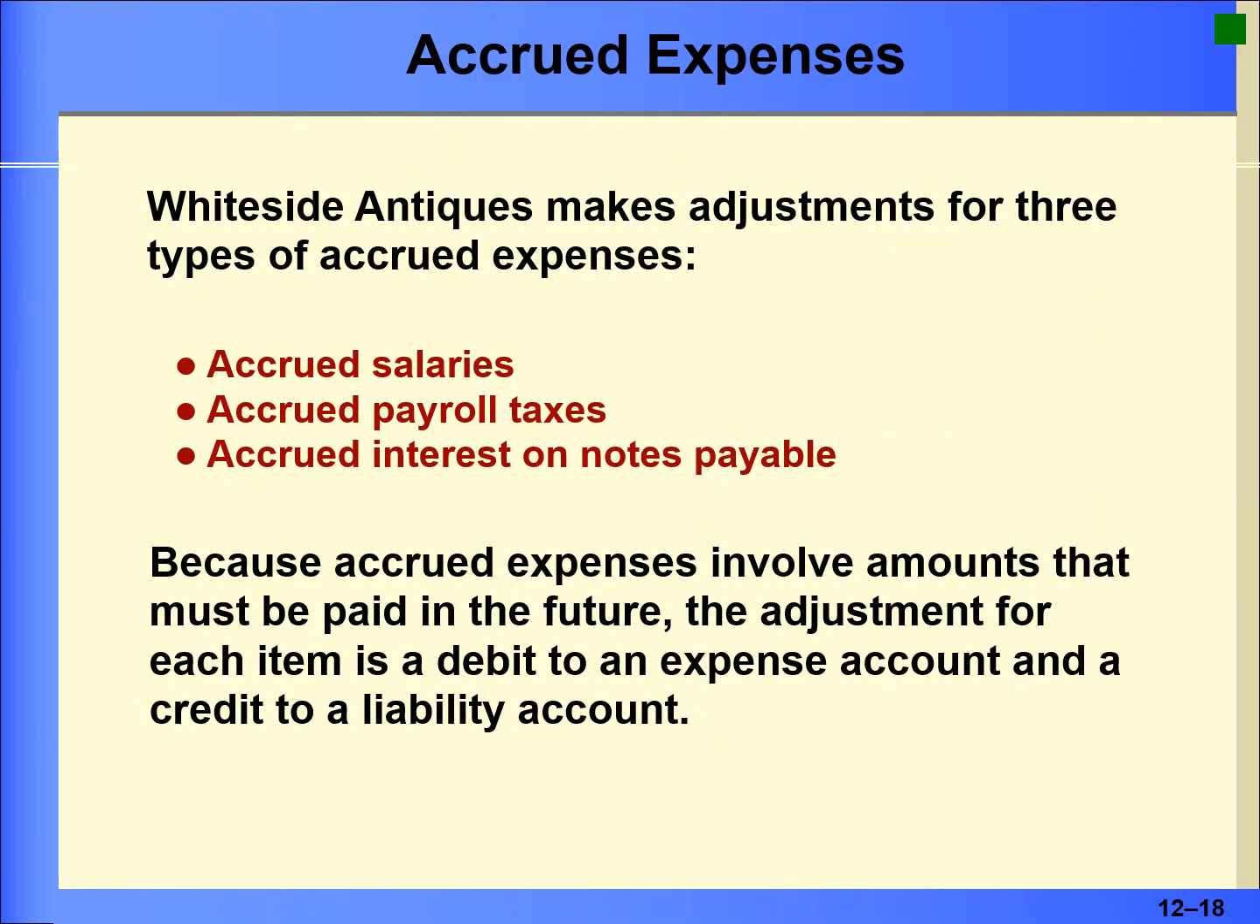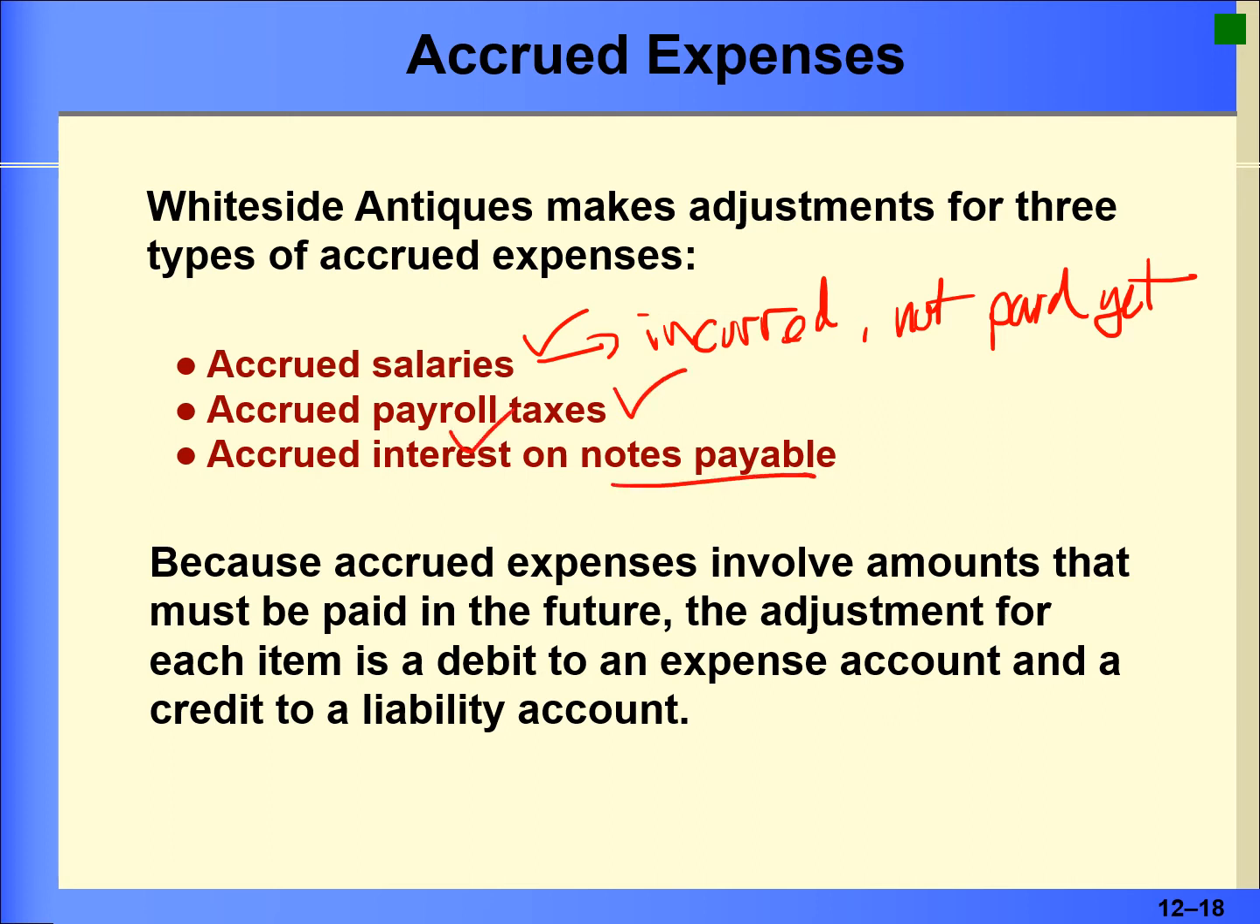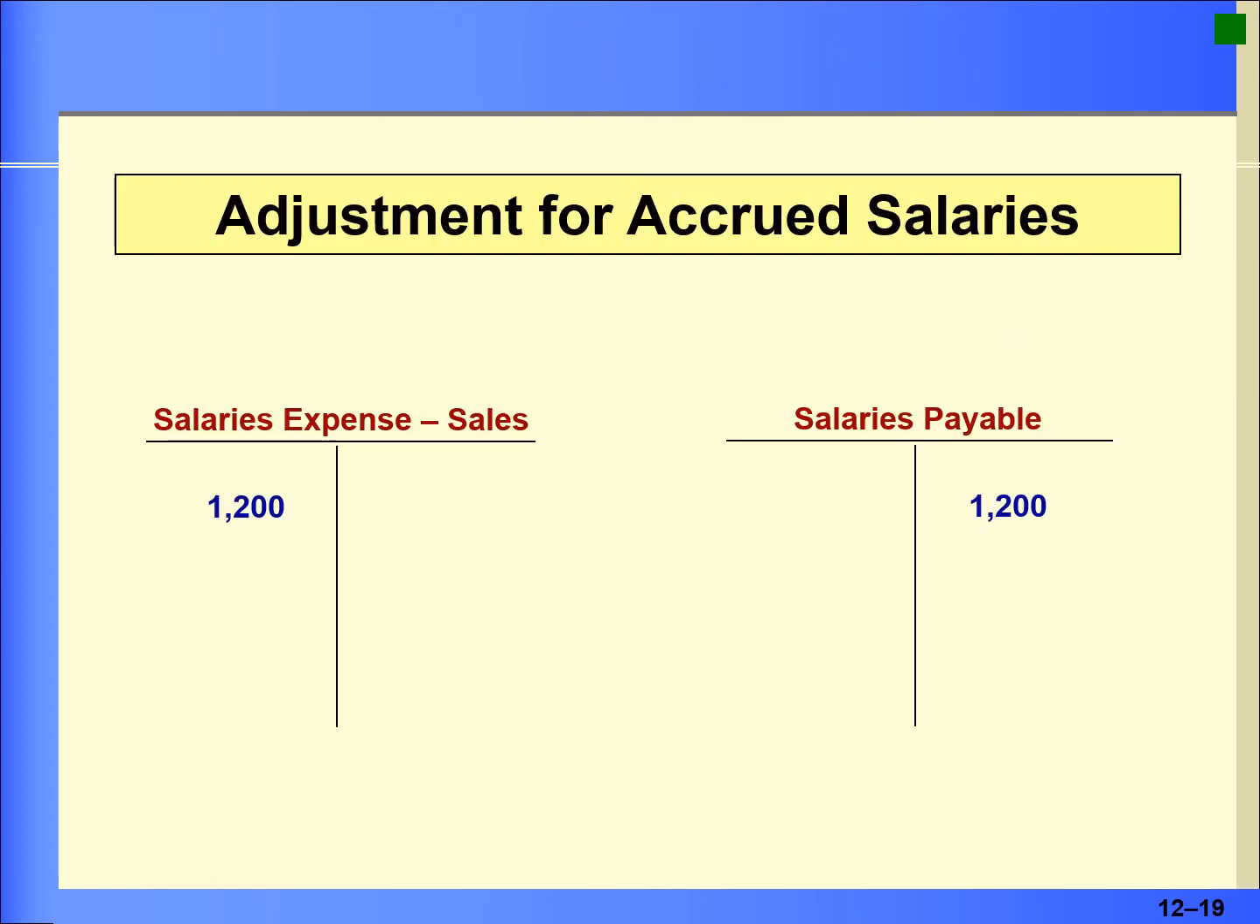Okay, you have some more types of accruals you're going to see in some of the problems in this chapter. You can have accrued salaries, which basically means these are incurred, but they're not paid yet. You could have accrued salaries, you owe taxes. You could also owe interest on money that you borrow. That money typically exists because of a note payable. So if you're going to accrue salaries, typically you're going to be debiting a salaries expense account and crediting a salaries payable account. Debit $1,200, credit $1,200.